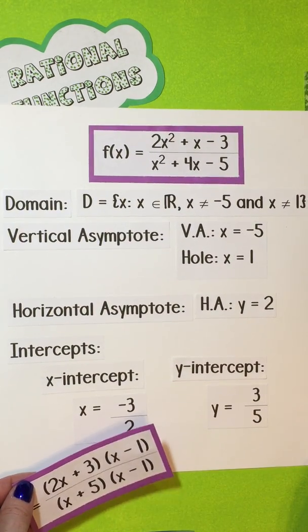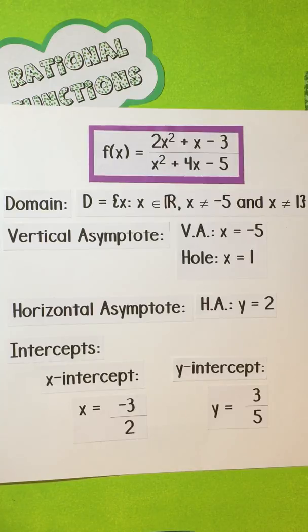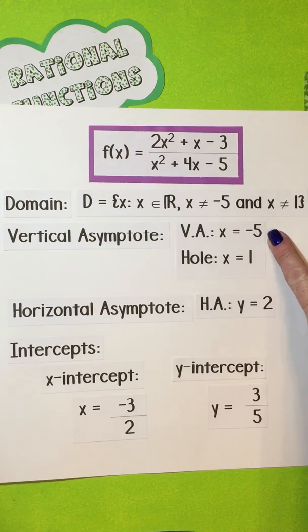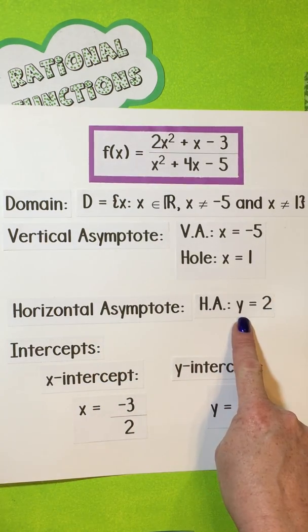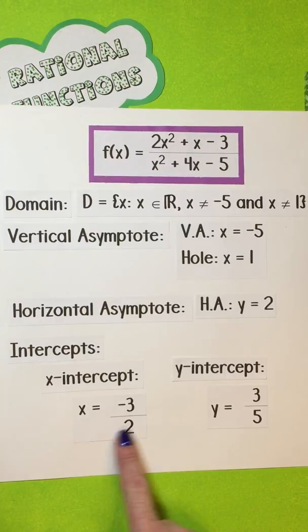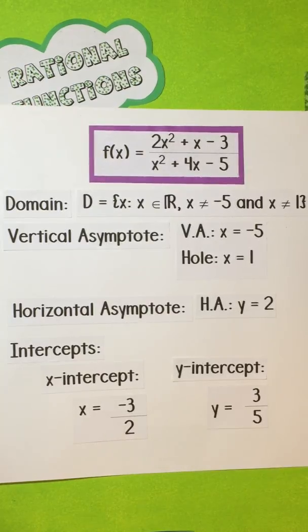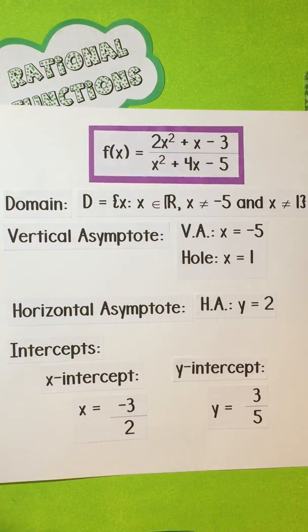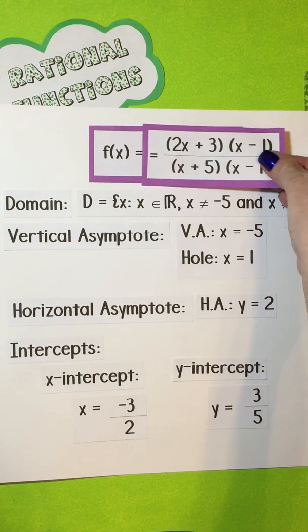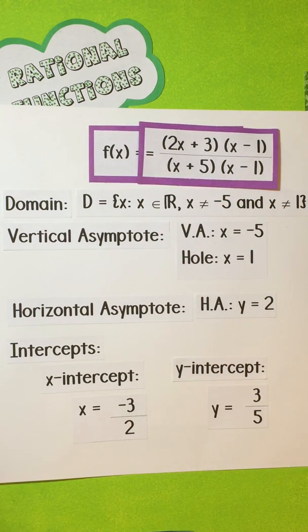We should have gotten our domain to be all real numbers except for -5 and 1. We should have gotten vertical asymptote to be -5, a hole at 1. Horizontal asymptote, y = 2. X-intercept at -3/2 and y-intercept at 3/5. Now, one of the things that may have thrown you off on this one, I told you, a little bit trickier, leading coefficient here, is how we factor this. Did you factor this guy to look like that? If not, I bet that's where the dilemma is.